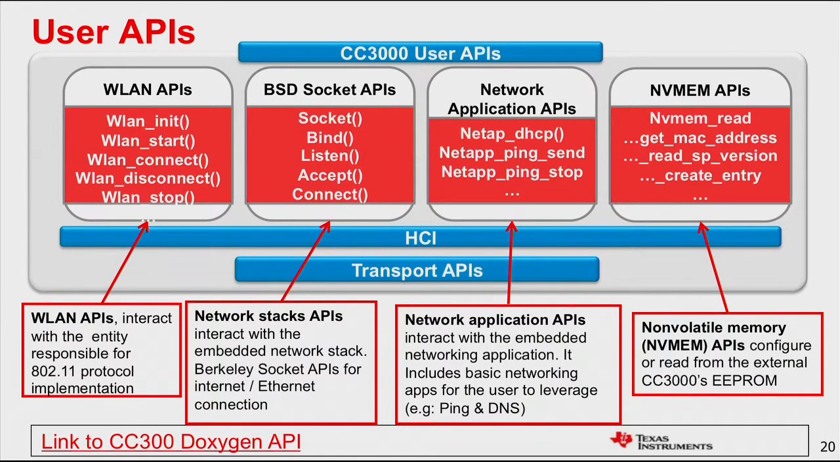So the first one here, there's some wireless LAN APIs, and these are used to talk to the protocol itself, the 802.11 protocol, which is the standard wireless LAN protocol. So there's some examples there of those APIs.